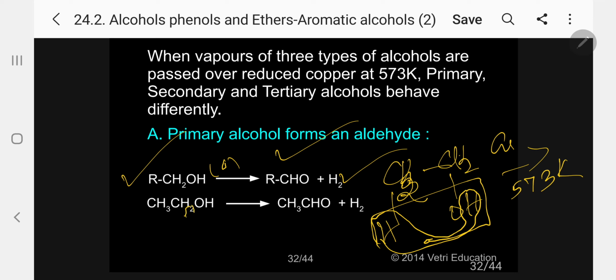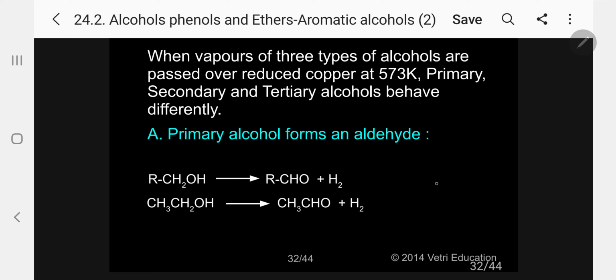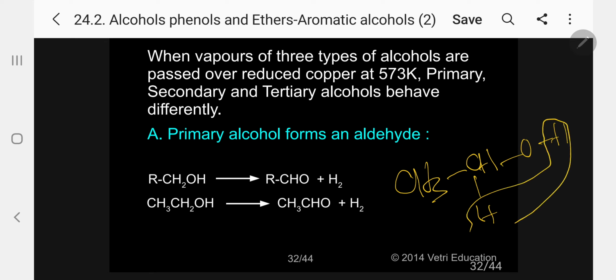Kindly follow, that is this neighboring carbon. That means this H is going, not this one. Kindly do the correction: CH3CH2OH. So this hydrogen is eliminated, forming acetaldehyde. Kindly follow. Acetaldehyde and hydrogen.